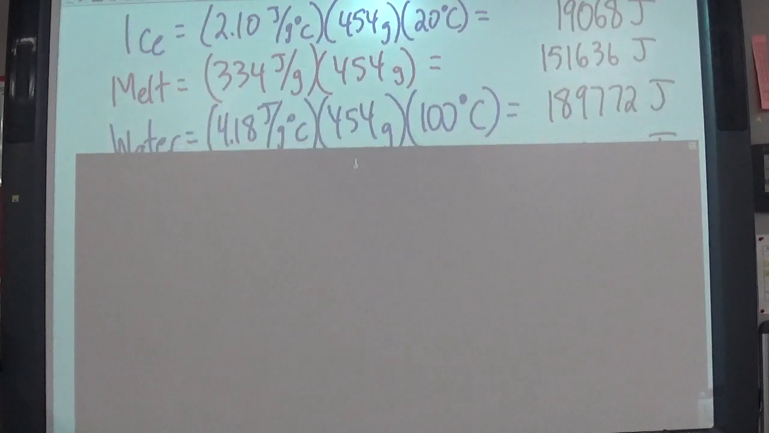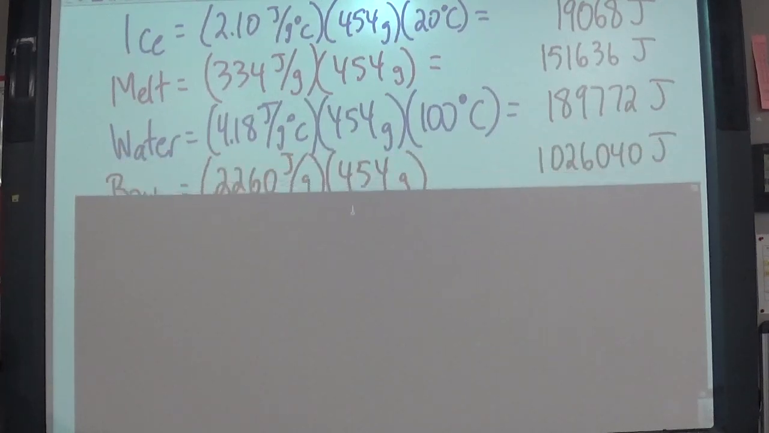Then, to heat up the water. Heating up the water takes a lot of energy. It had to go from 0 to 100 degrees, so our change in temperature is 100 degrees Celsius. So we took the 4.18 times 454 times 100, and you get 189,772 joules. So again, so far, that's kind of a lot of energy, but watch what happens when we go to boil it.